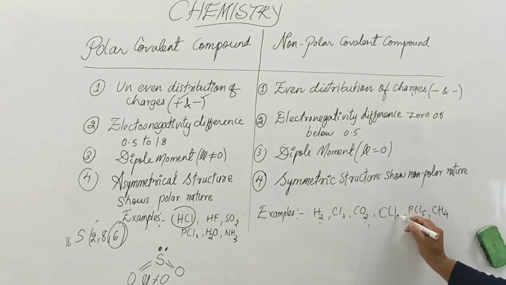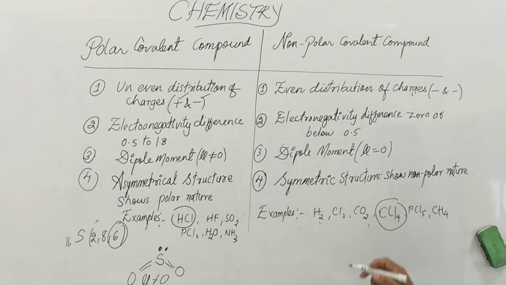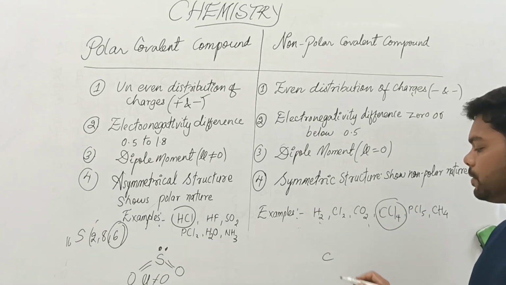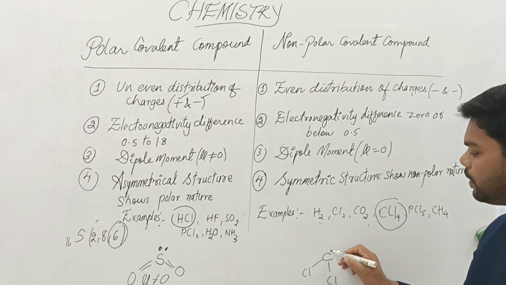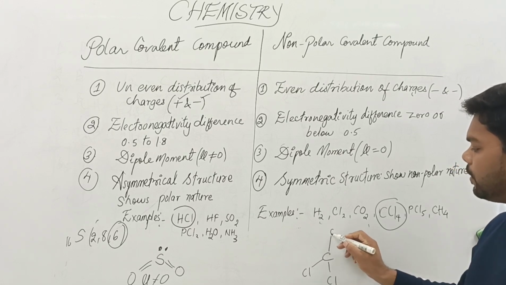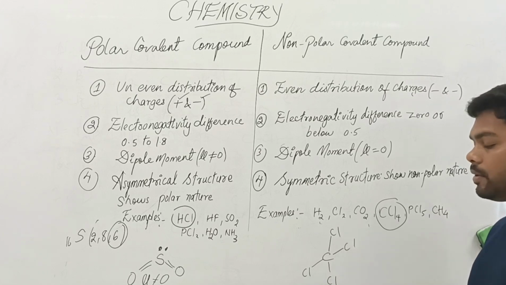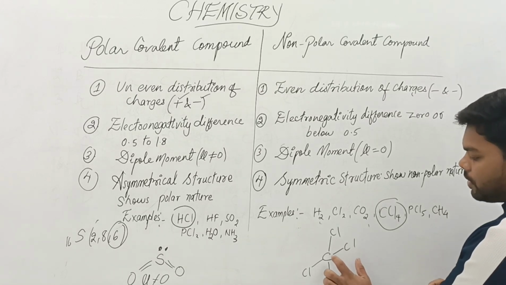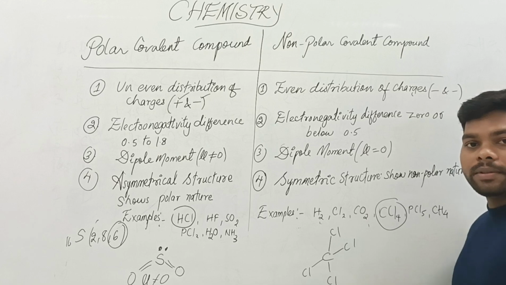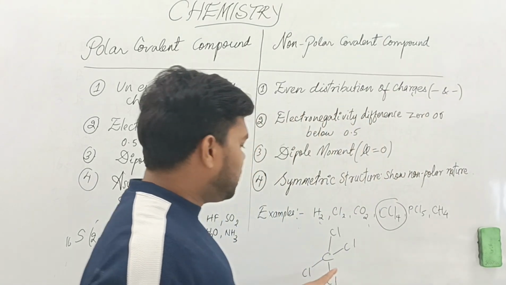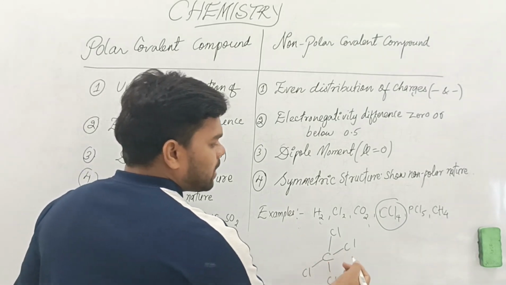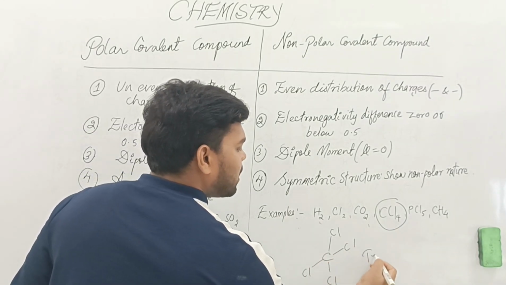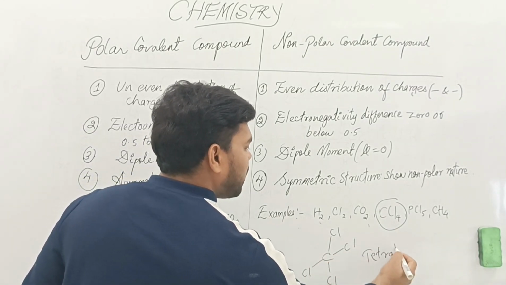Carbon tetrachloride. Now, let me take an example of this. Carbon is your central atom. There is one chlorine here, one chlorine here, then one chlorine here, and one chlorine there. So in this structure, the central atom is carbon, right? And here we have 4 chlorines. In fact, this structure is known as a tetrahedral structure.